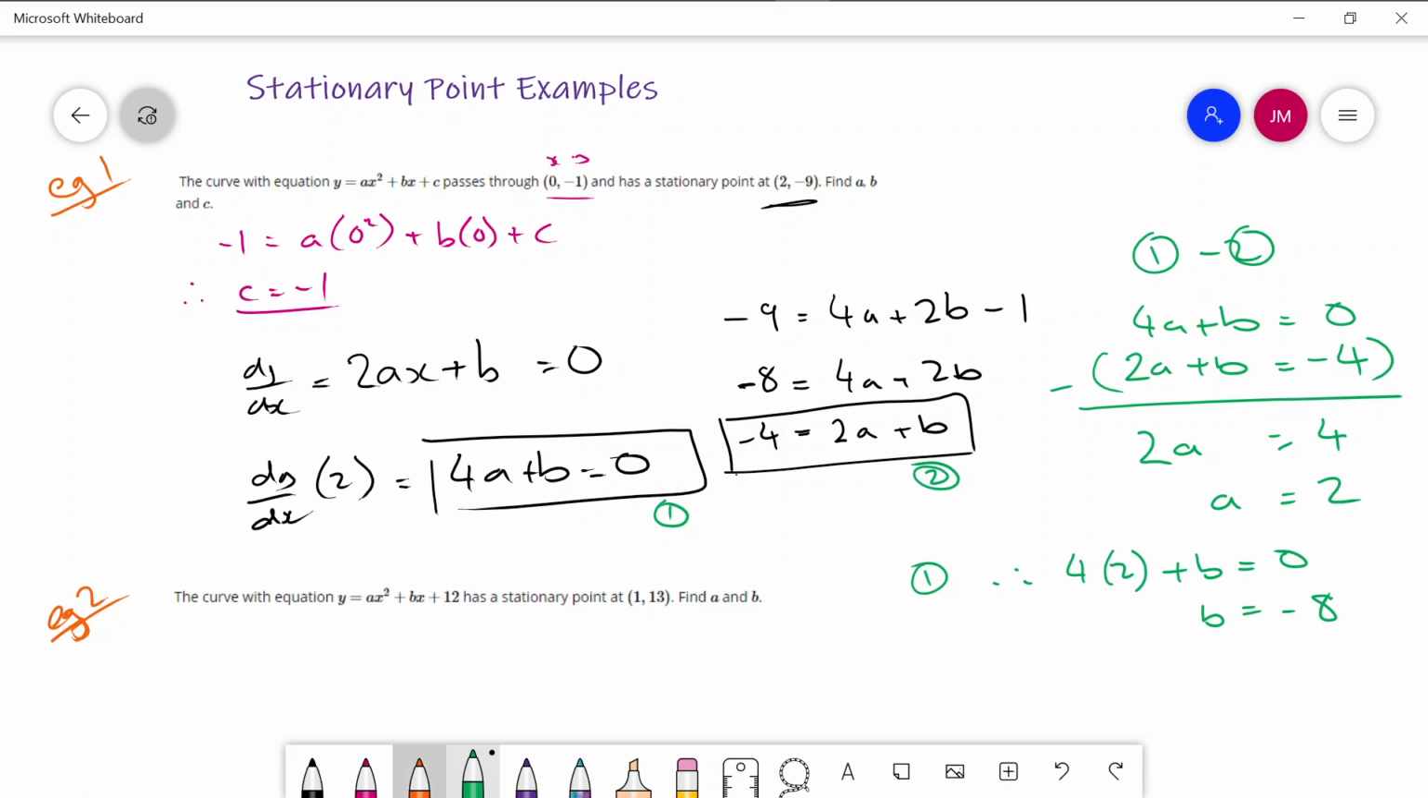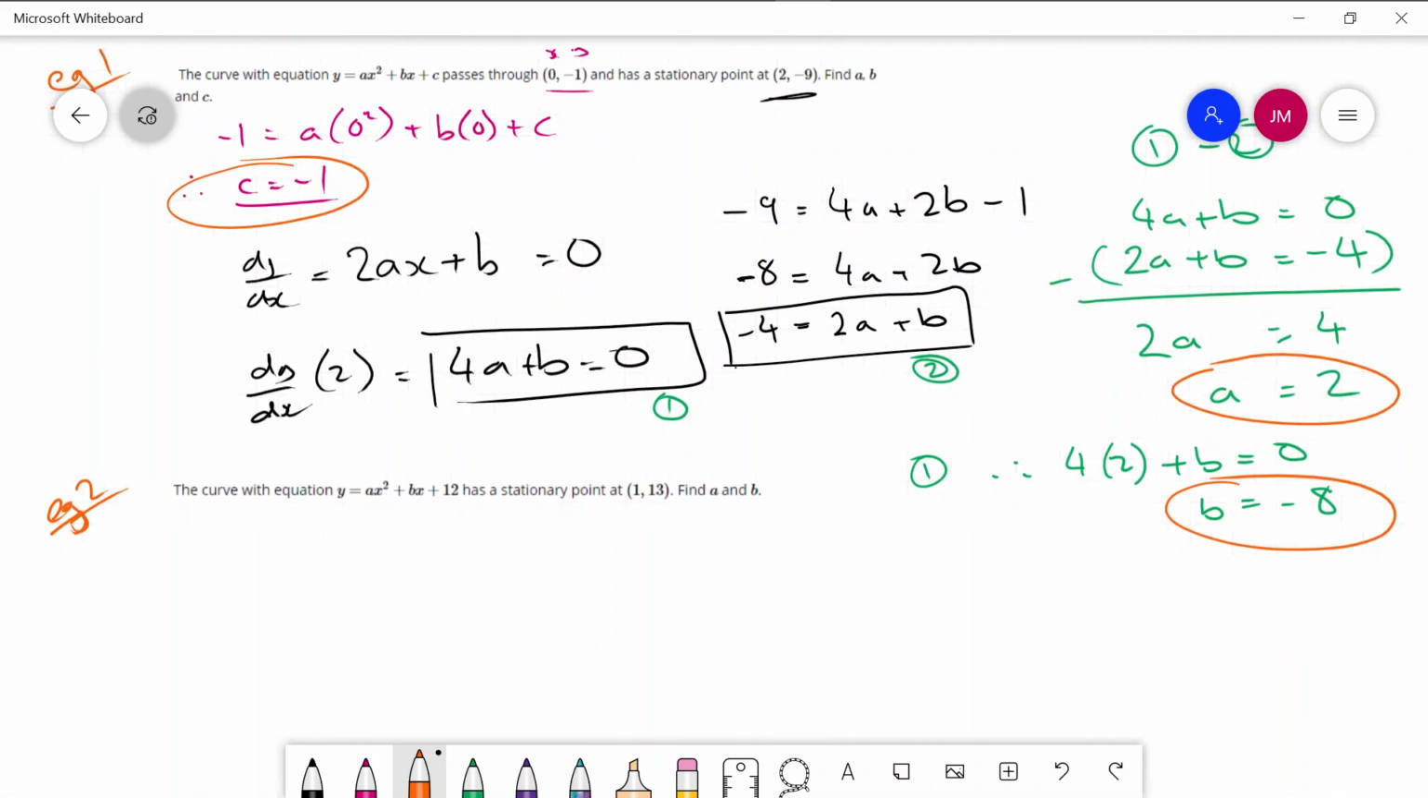So final equation, we've got a, b, and where's c gone? All the way up there. So we'd get 2x squared minus 8x minus 1 gives us that equation. So there's a little bit going on in there. There's some simultaneous equations, but once you've got the stationary point, you can sub in the stuff that you know to try and find those coefficients.